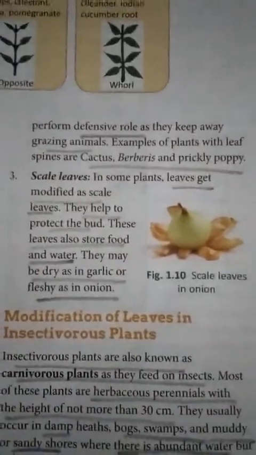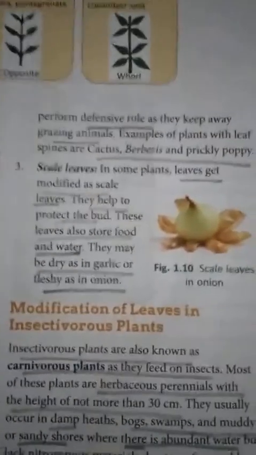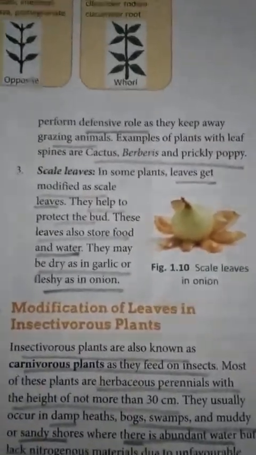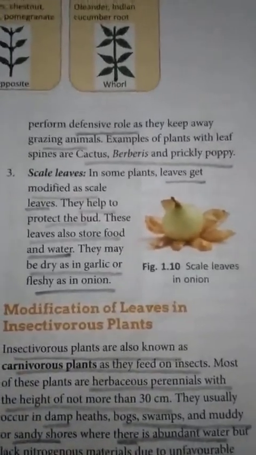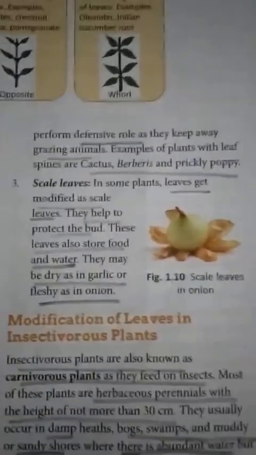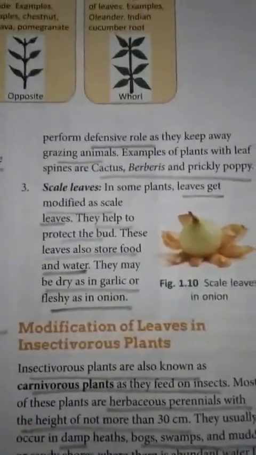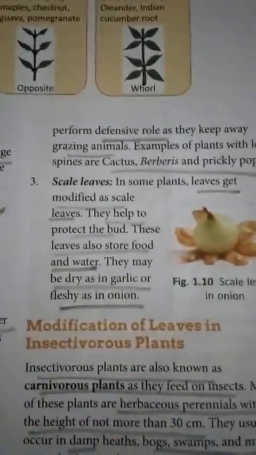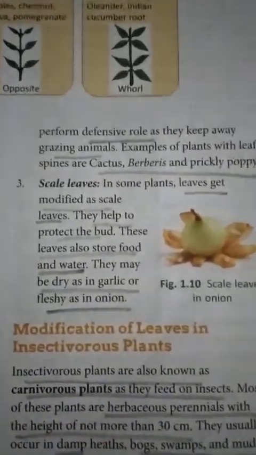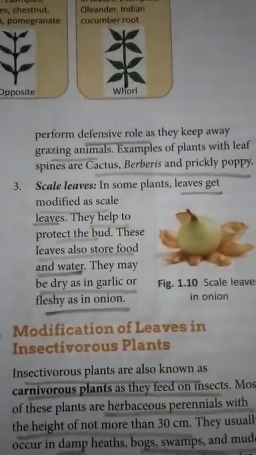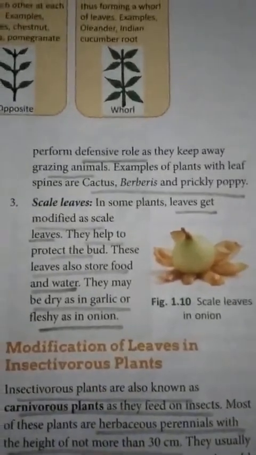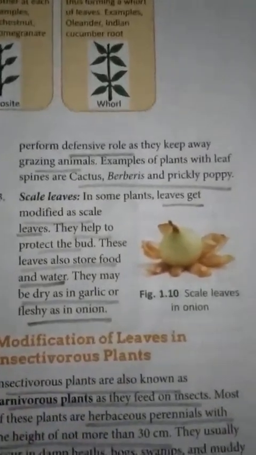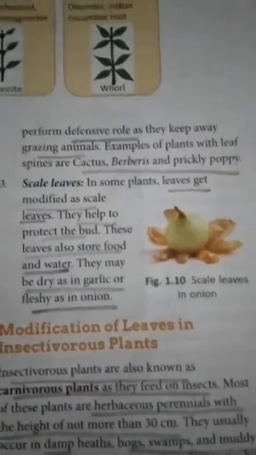Now, scaly leaves. Have you seen onion or garlic? What happens when you peel off an onion? Scales are coming out. Those are the scale leaves, and those scale leaves protect the inner buds of the onion. Okay, and have you seen the garlic? As you peel off the skin of the garlic, you can see the skin coming out. That is none other than the scale leaves. These adaptations help the plant's inner buds to be protected.